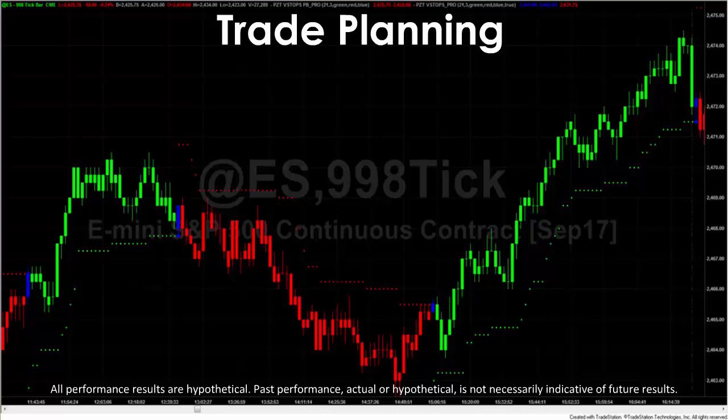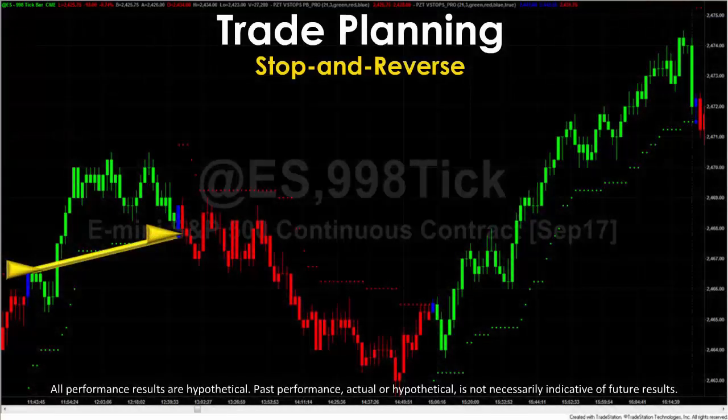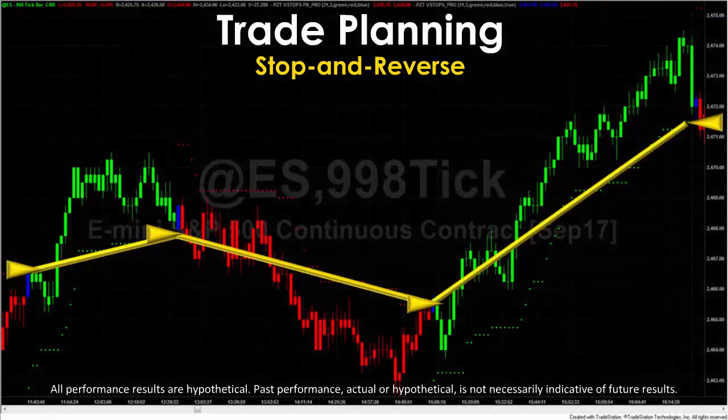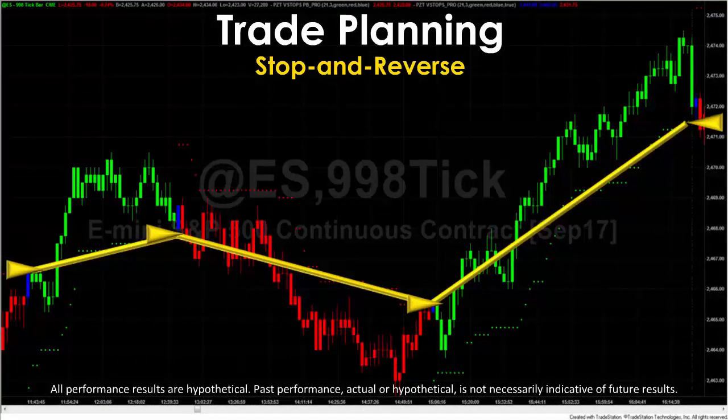The first method, which I would say that you could use, is what's called a stop and reverse, a basic SSR, or stop and reverse methodology. Here what we're doing is basically changing the condition of the trade with every blue dot or every blue bar where we reach that transition point. So this is known as a stop and reverse, and this is maybe one of the more basic ways that we can use the VSTOPS ProTrader.